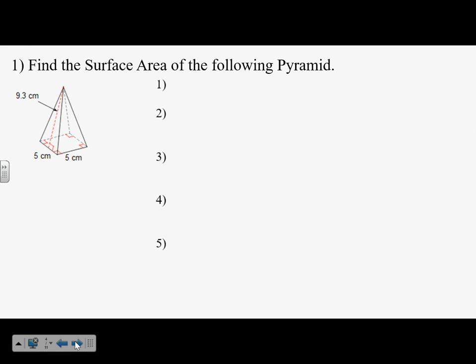So let's find the surface area of this pyramid. The base is a square. And again, we won't have any where the base is a rectangle because all the sides have to be congruent to be able to use this formula. So for the square base area, you could either use length times width, or you could use the side length squared. It's going to be the same since it's a square.